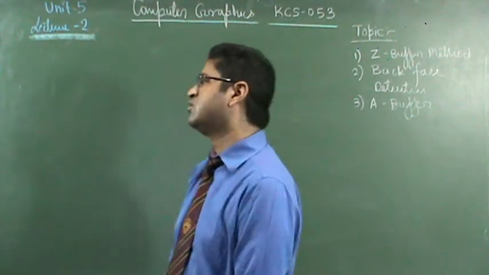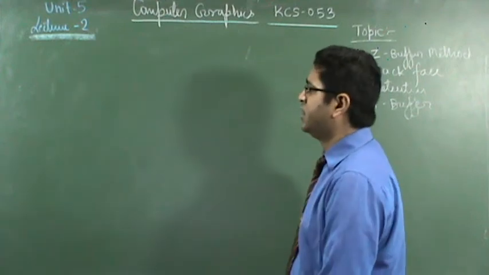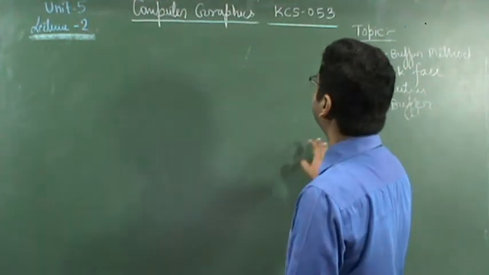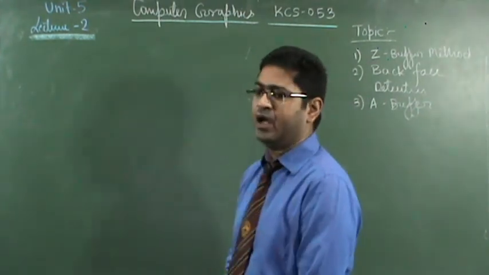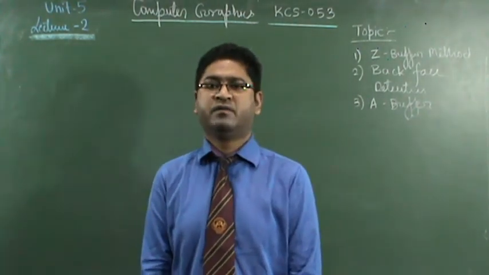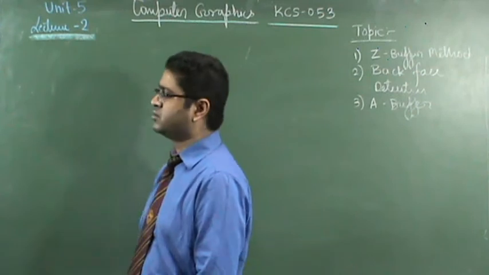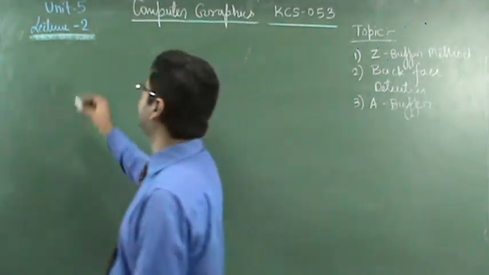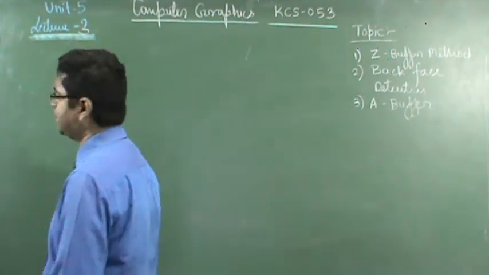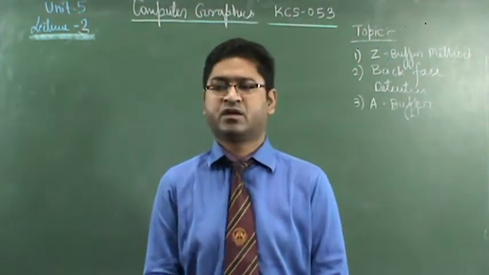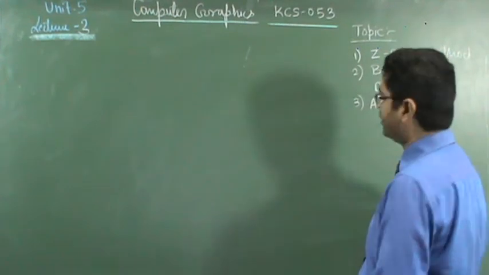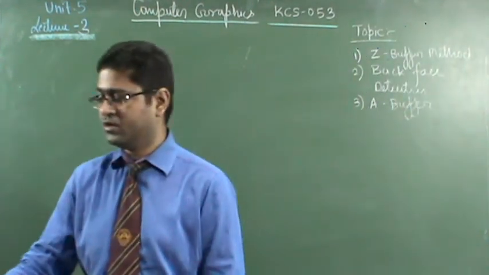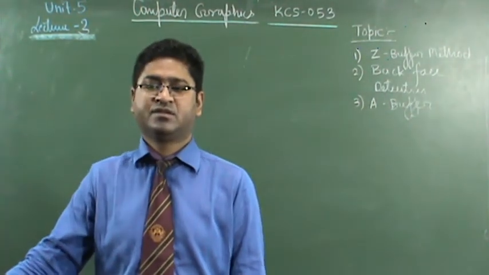We are studying computer graphics, and the code of this subject is KCS053. We are on unit number 5, lecture number 3, I'm sorry. We studied in lecture number 2 what the Z buffer is and what the A buffer and scan lines are.